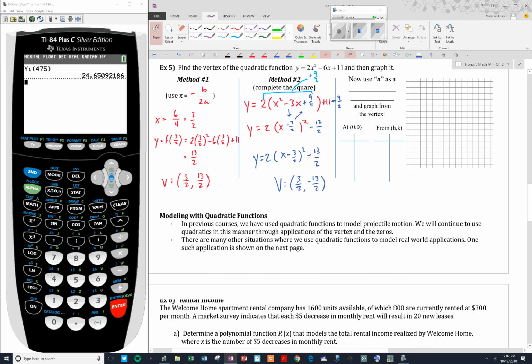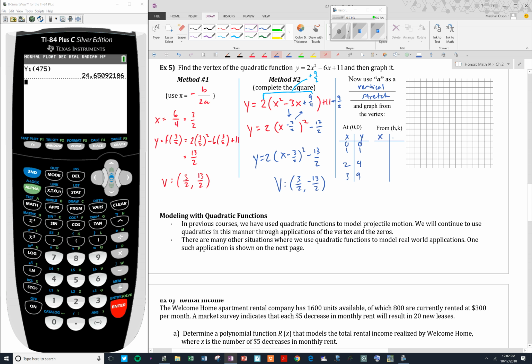All right, now we're going to use A as our vertical stretch here. No matter which way you use to find the vertex, I'm going to now just use A from my vertex. Just as a reminder, if we were at 0, 0, we would have our parent function: 0, 0, 1, 1, 2, 4, 3, 9, and so on. Here's x and y. Sorry about that.